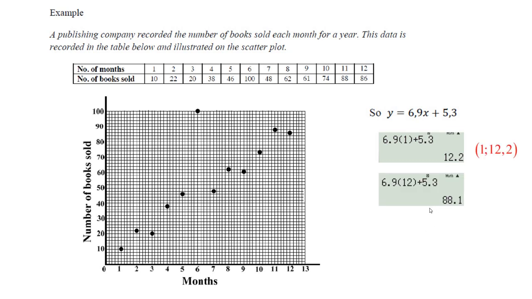If I take 12 and put it in, I get 88.1. It says 89.1, but it should be 88.1. And now all I do is go and graph those points as best I can, as close as I can to get them. Look, the line goes just a little bit above, and then I connect it. And that would be sketching your regression line. And there you go.